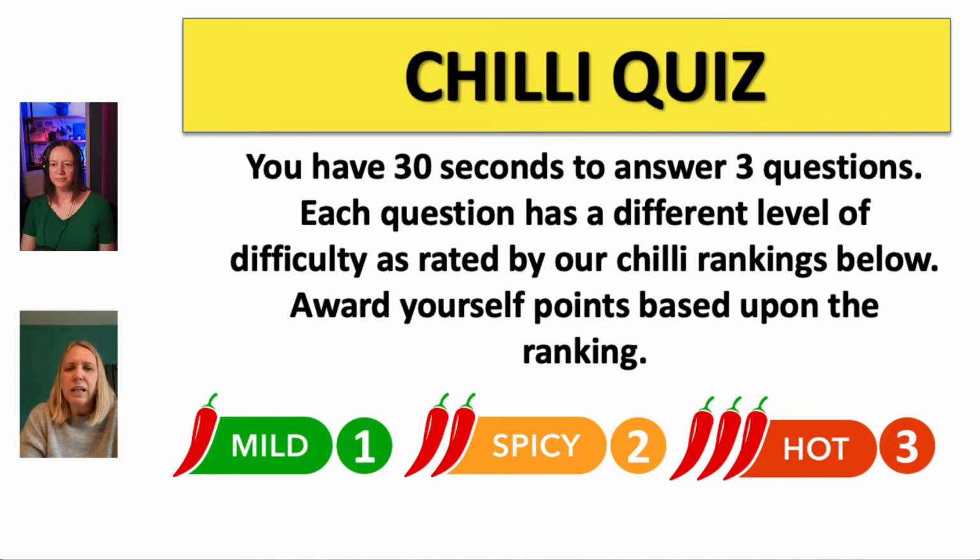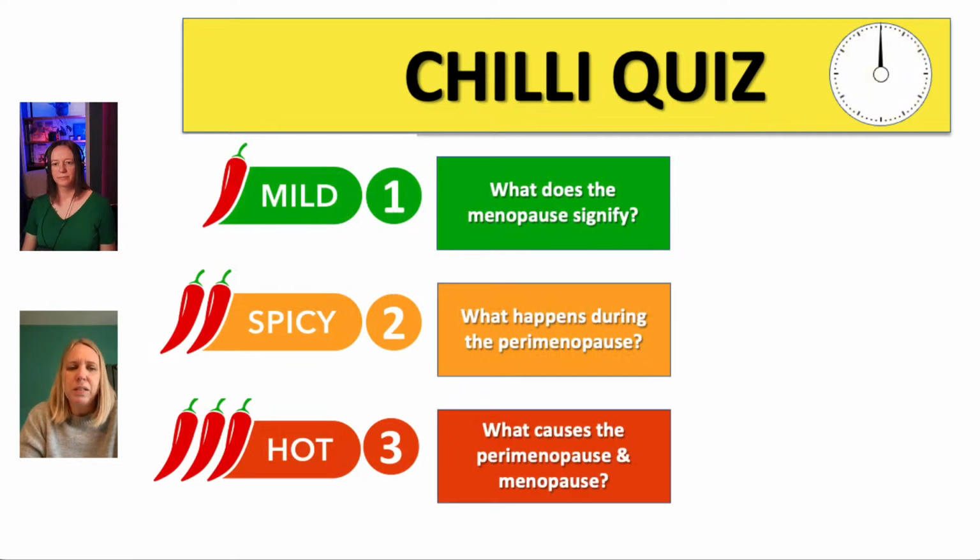Okay. Brilliant. Okay, so slightly different activity now. We've got 30 seconds for you to answer 3 questions, and they actually have different levels of difficulty as rated by our chili rankings below. So you're going to have a mild question, a spicy question, and a hot question, and they are worth different points. So 1 for a mild, 2 points for a spicy, and 3 points for a hot. So see if you could answer these questions.